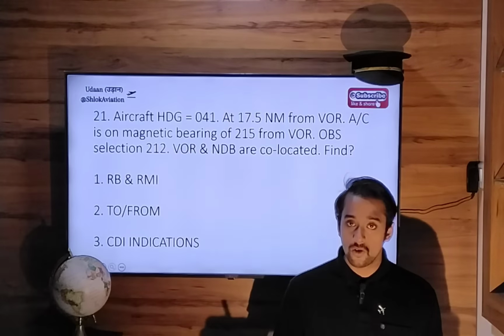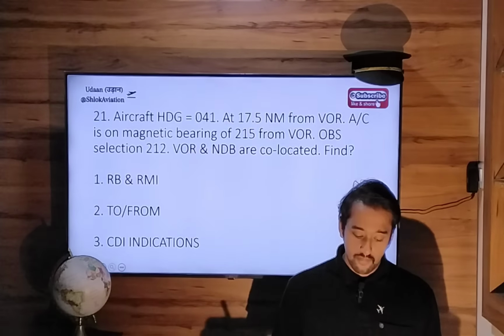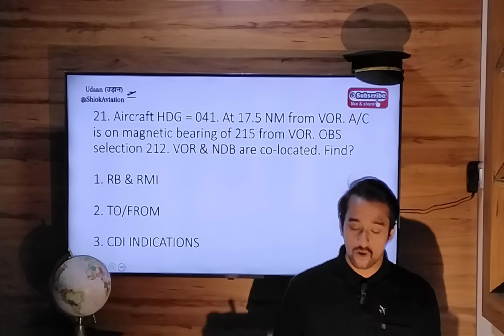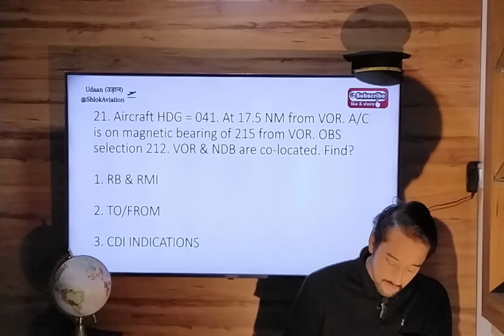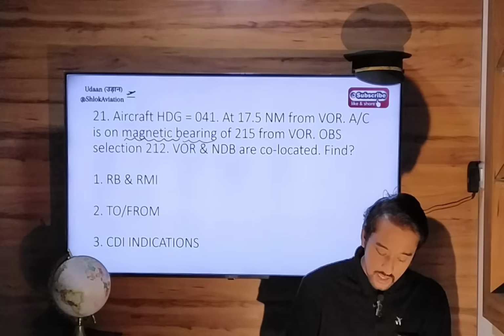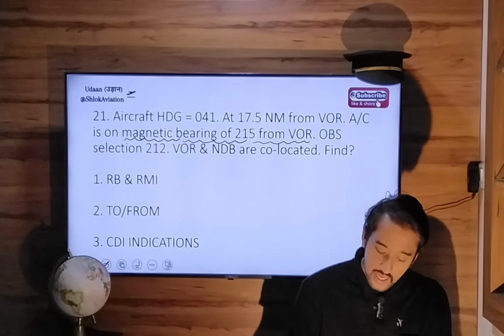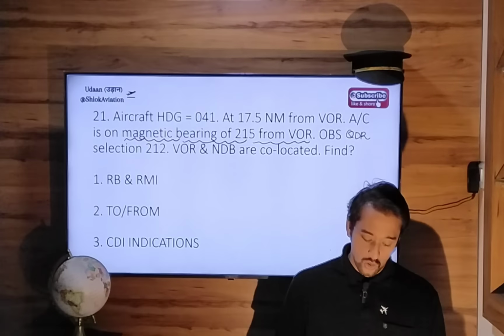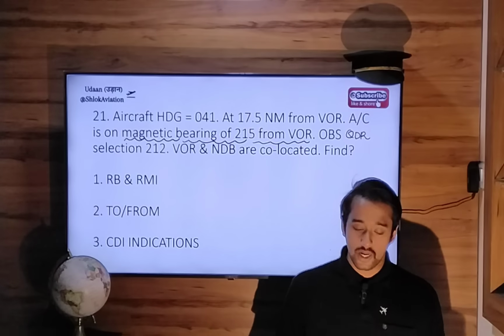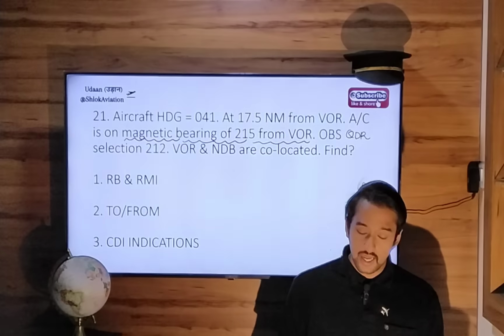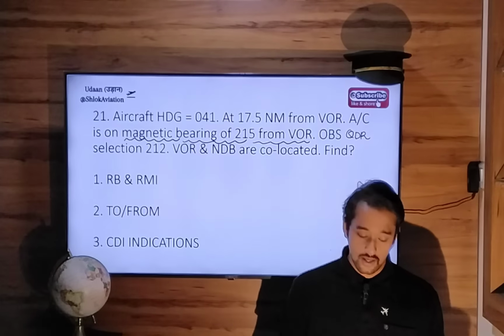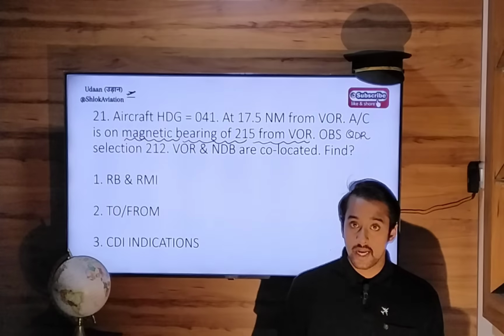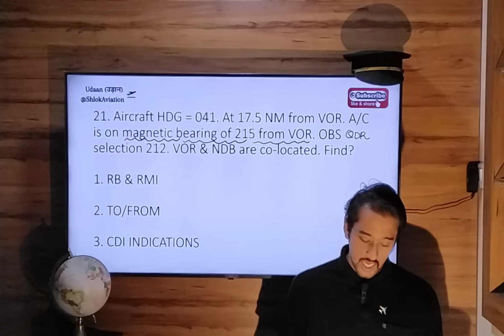Aircraft heading is 041 at 17.5 miles from VOR. Aircraft is on a magnetic bearing of 215 from VOR. So this is the magnetic bearing from the station, which will be your QDR. They are talking about your QDR. OBS is 212. VOR and NDB are co-located. You have to find relative bearing and RMI indication, to and from indication, and CDI indications.